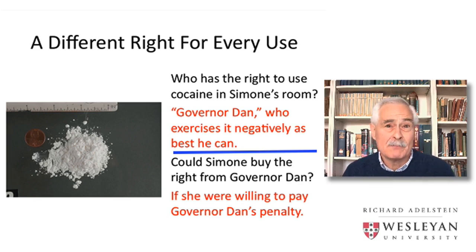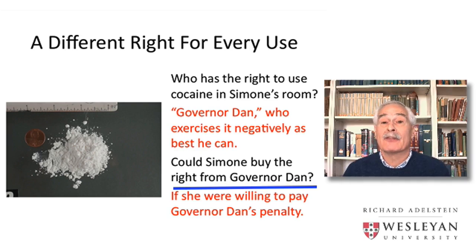Again, what we mean by Governor Dan is not Governor Dan himself as a person, since if he were to try to enter Simone's room and use cocaine, he too would be arrested and made to pay a penalty for using the cocaine. Instead, the state of Connecticut attempts to stop everybody: Simone, Mike, Mayor Dan, Governor Dan, everybody from using cocaine in Simone's room.